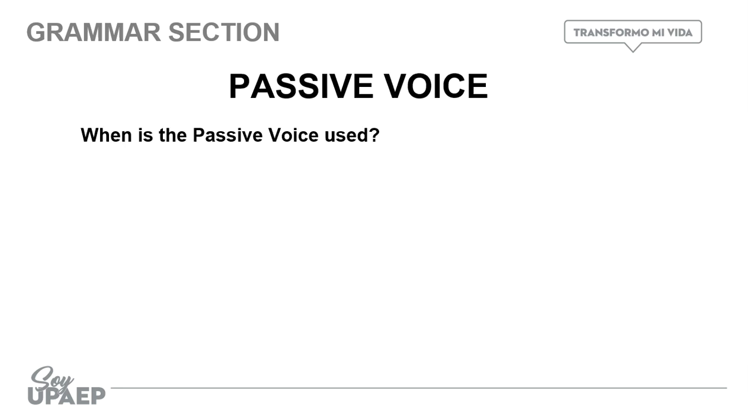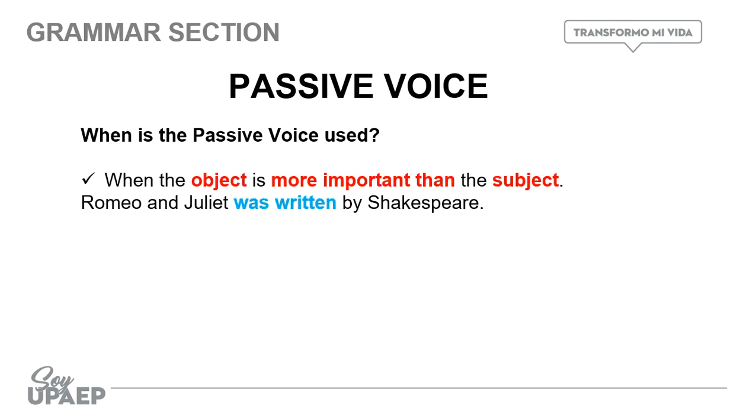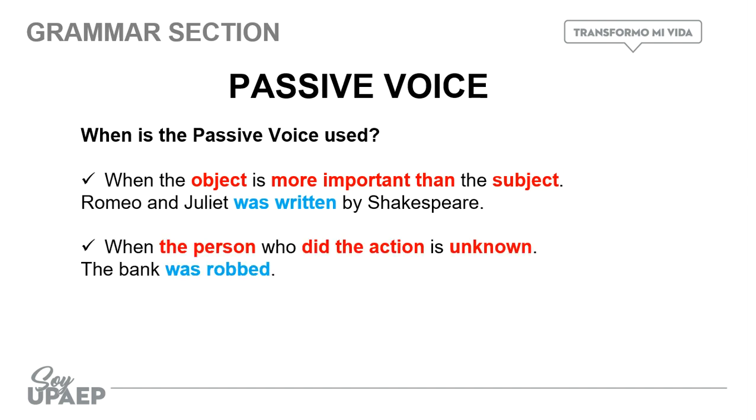Okay? So, when is the passive voice used? We use the passive voice when the object is more important than the subject. For example, in this sentence, Romeo and Juliet was written by Shakespeare. We are giving more importance to Romeo and Juliet than to Shakespeare. When the person who did the action is unknown: the bank was robbed. We don't know who did the action. That's why we use the passive voice, and that's why we omit the agent.